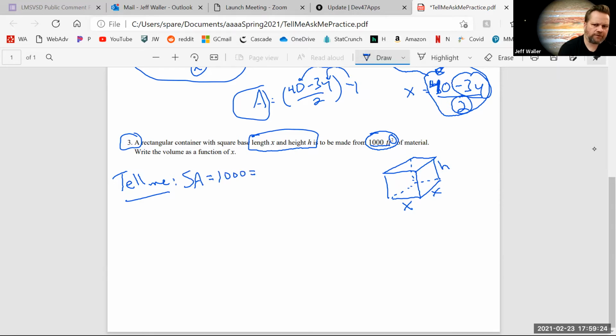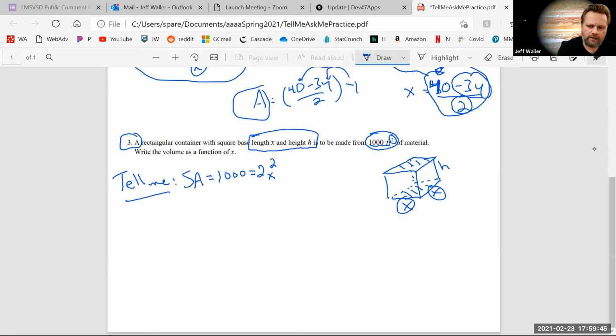Now, what's the surface area of this? And then people kind of turn off when they hear that. But can somebody tell me what the area of the bottom and the top are? 2x squared. x squared. So I got 2x squared, right? The top and the bottom. Is everybody with me? Don't make more of this than it is. I've just got a bunch of rectangles, right? Some of them are squares.